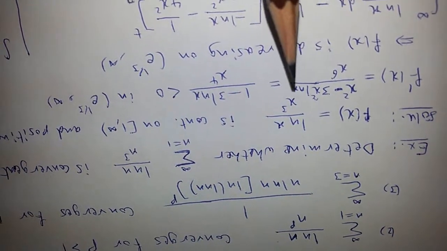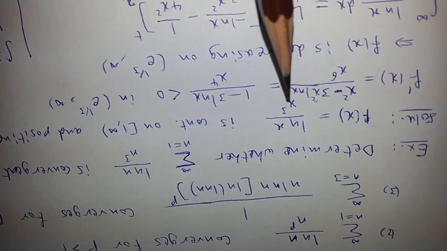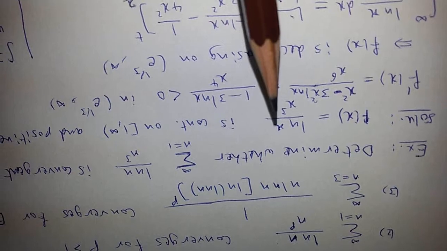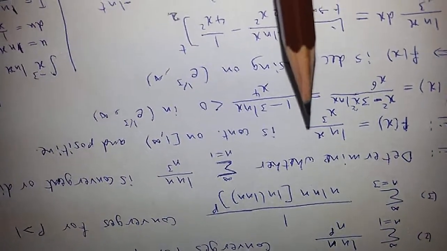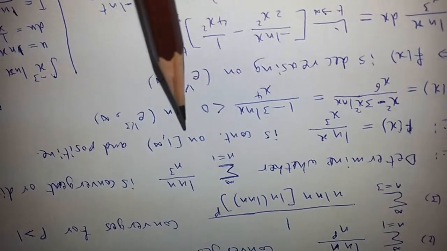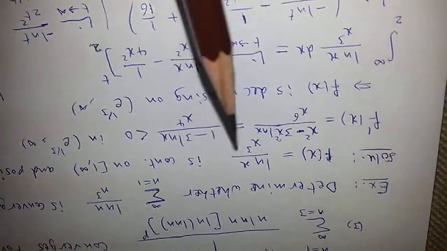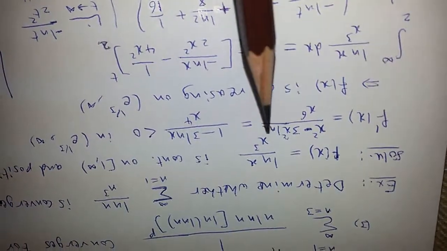Yes. It's not continuous for x less than or equal to 0, because 0 is not accepted here. So for x greater than 0, it's continuous, but it's enough from 1 to infinity. And positive also. Okay, let us check whether it's decreasing or not. So let us find the derivative.